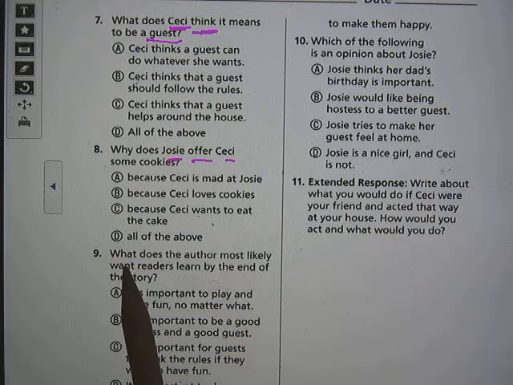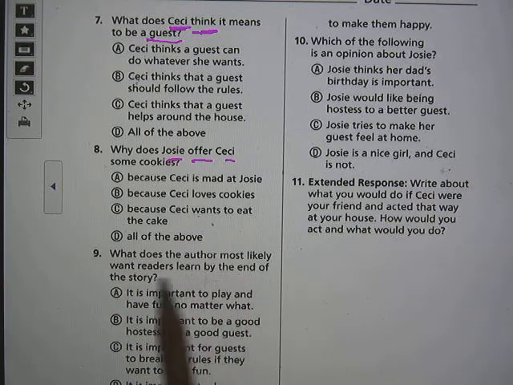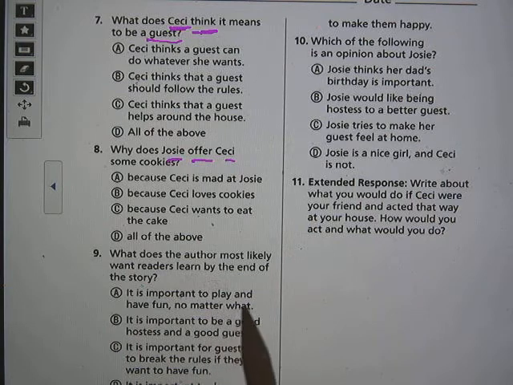Number 9, what does the author most likely want readers to learn by the end of the story? A, it is important to play and have fun no matter what. B, it is important to be a good hostess and a good guest. C, it is important for guests to break the rules if they want to have fun. Or D, it is important to do whatever friends want.